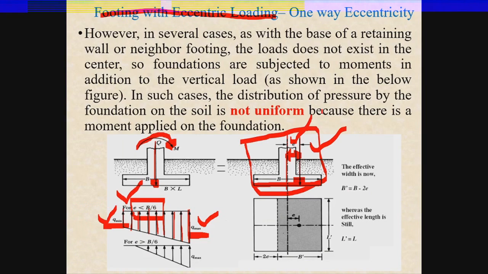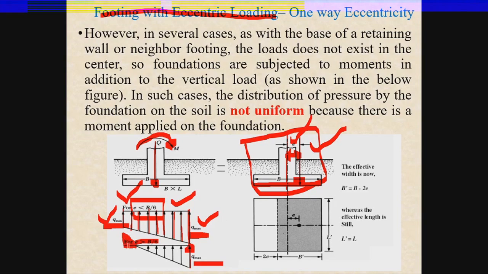Now, if the eccentricity is greater than B by 6, okay, that was the case when the eccentricity was less than B by 6. Now we are encountering a case when the eccentricity is greater than B by 6. In that case, on the side of the eccentric load, there will be a maximum positive pressure, but there will be a negative pressure on the left hand side of the footing. Okay, this is a negative pressure coming over here.